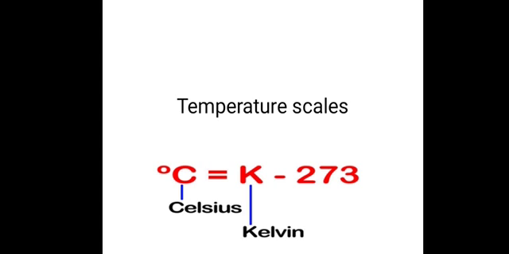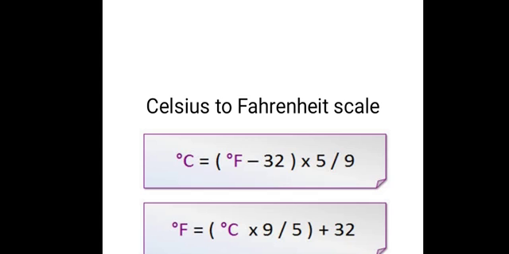The temperature scales formula is given here. We know the temperature scales, the Celsius scale, Kelvin scale, Fahrenheit scale. The degree Celsius value of temperature is equal to the Kelvin value of temperature minus 273. That means the Kelvin value of temperature is equal to degree Celsius value of temperature plus 273. With this we understand that 0 degree Celsius is equal to 273 Kelvin.